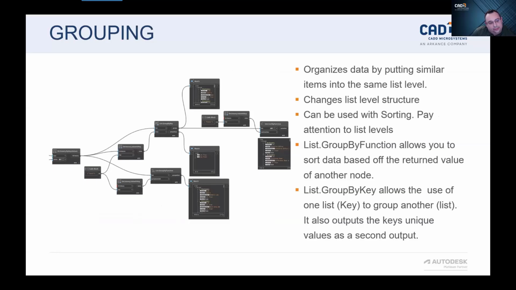So sometimes we need to group. We have very similar nodes with grouping. The one difference is that sorting changes the index order, but it does not change the list levels. Grouping does. So we're completely changing the list level information. We're adding normally at least 1 list level, sometimes more. And data can be sorted within those new groupings. Just pay attention to your list level setting on your input.